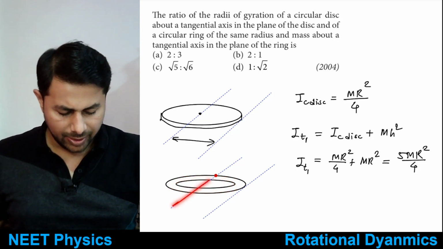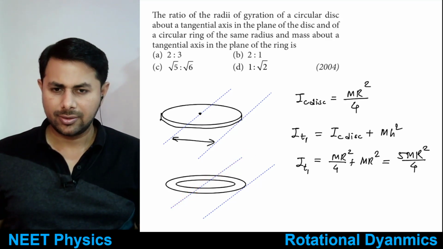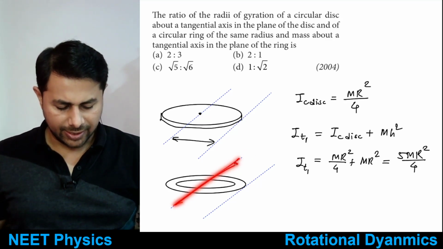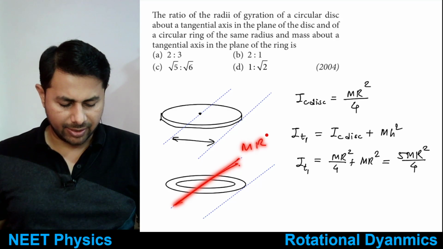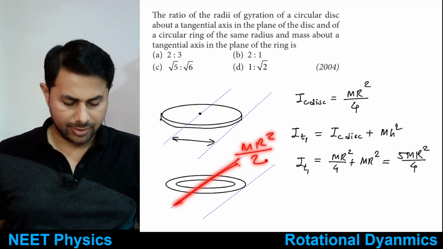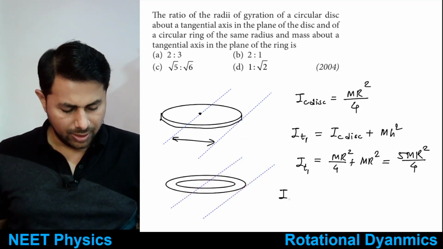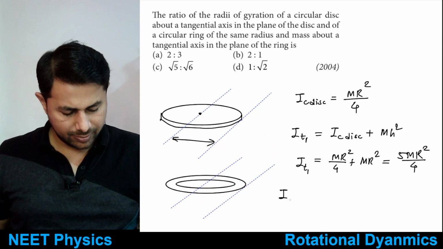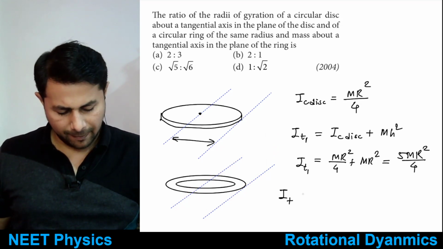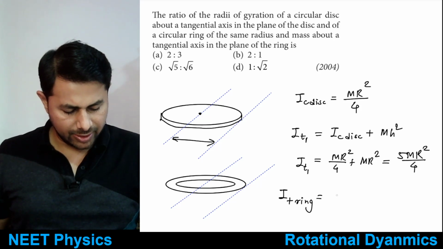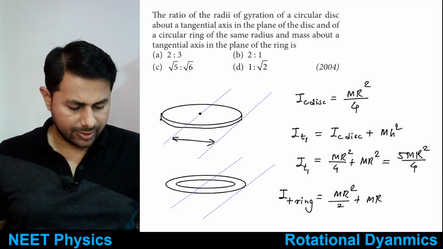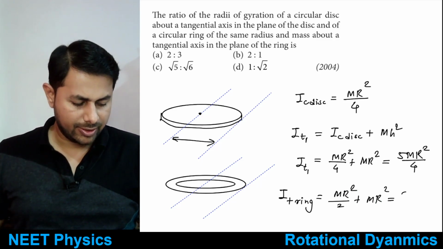So that's simple. What is ID? Okay, option C. Let's check. What is ID? ID is mr square divided by 2, right? And then you have IT for the ring. It's equal to mr square divided by 2 plus mr square. So that is 3 by 2 mr square.